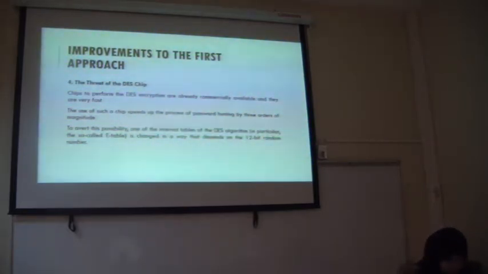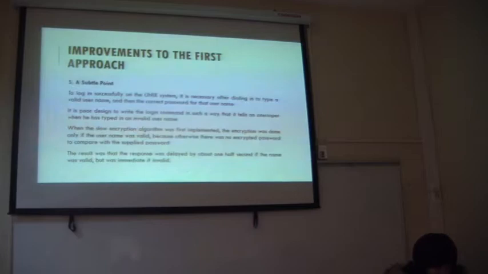And another solution is to use chips to encrypt. This algorithm has 3 tables to enter. They change it, and the last solution is that now they need to enter the username and after that the password. So the security will be better.